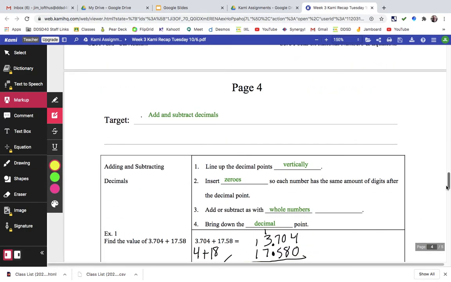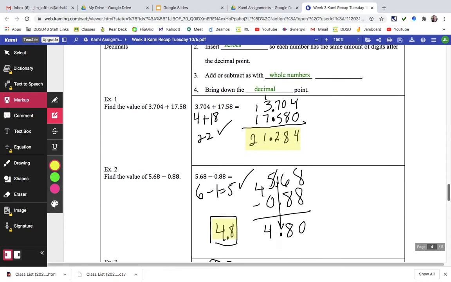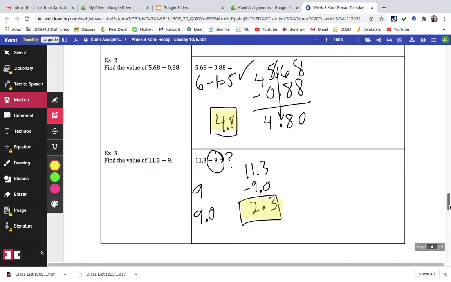I'm going to keep moving down. Our new goal is add and subtract decimals. So if you're filling in the words, there it is right there. And our first example. Hit pause if you need to stop and keep writing that, but I'm going to move down so we can see examples 2 and 3.